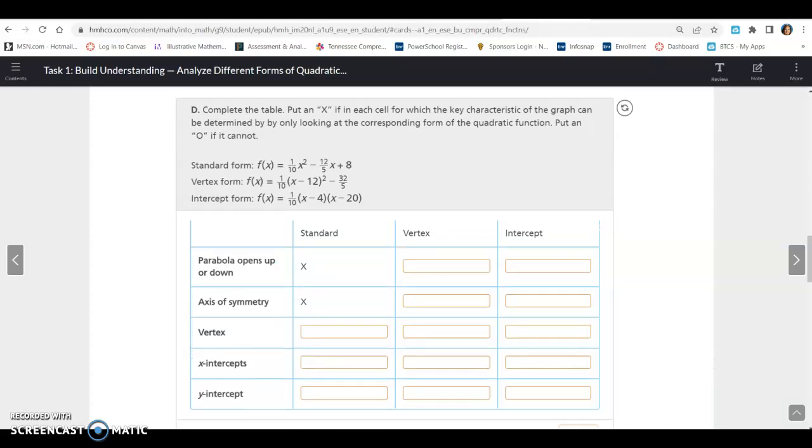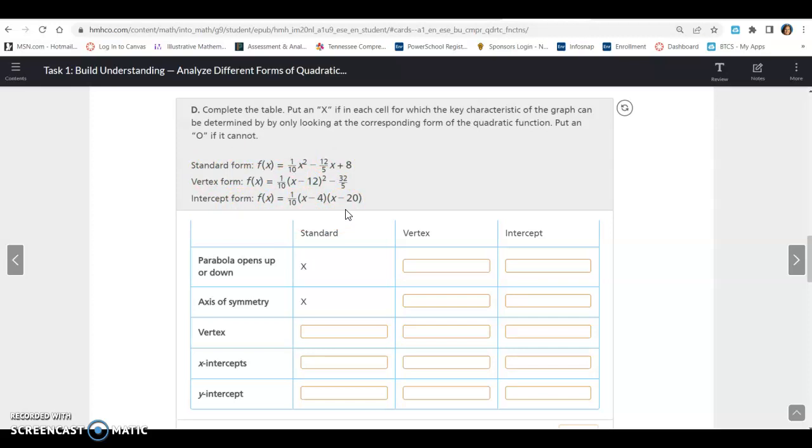All right, so it says compare the table, put an X in each cell for which the key characteristics of the graph can be determined by only looking at the corresponding form of the quadratic function. Put a 0 or an O if it cannot. All right, so put an X if a key characteristic can be determined. All right, so we've got standard form, vertex form, and intercept form.